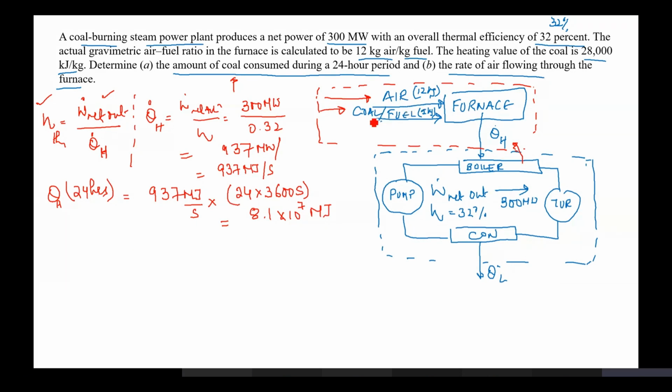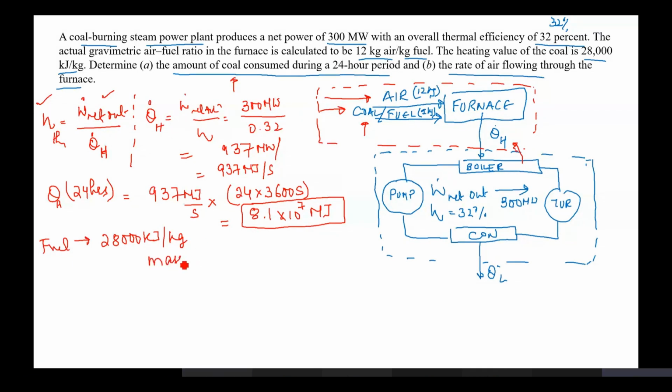Now, this energy is coming from coal, which has a heating value of 28,000 kilojoules per kg. That means the fuel that we have gives 28,000 kilojoules of energy for 1 kg. If I am consuming this much energy for 24 hours, how much coal would have been consumed? So divided by 28,000. Very good.